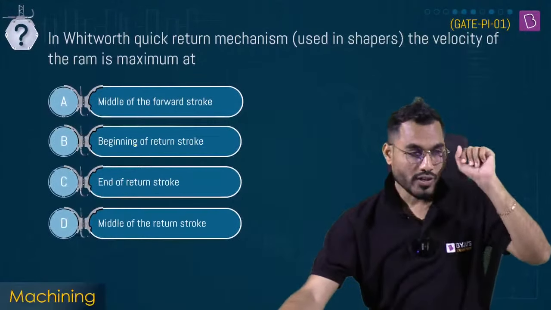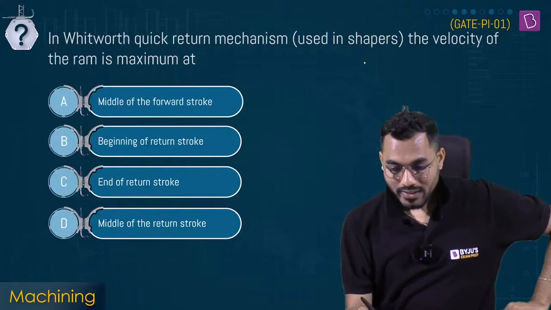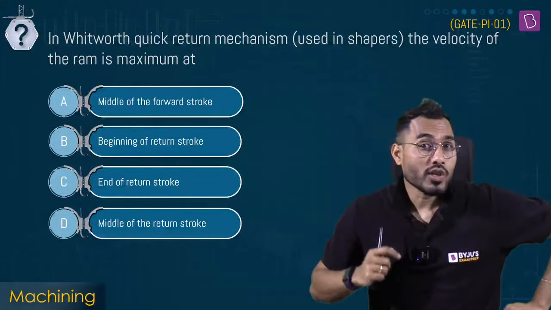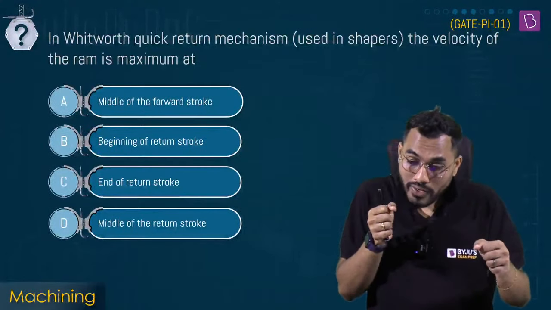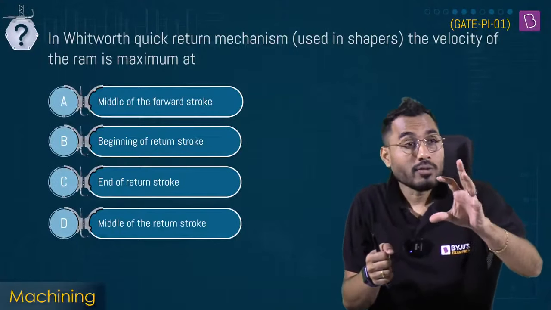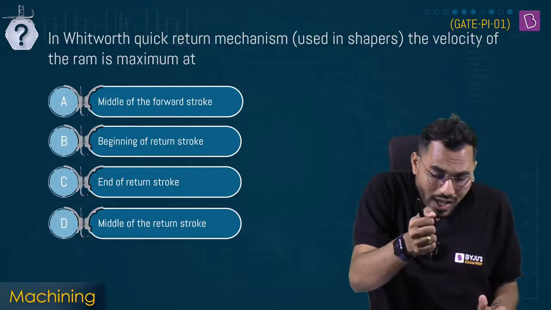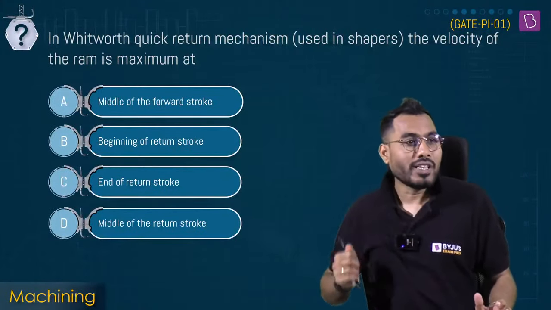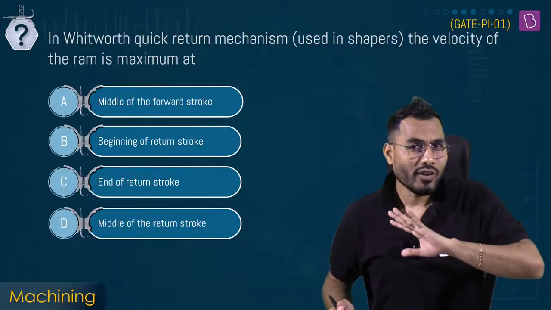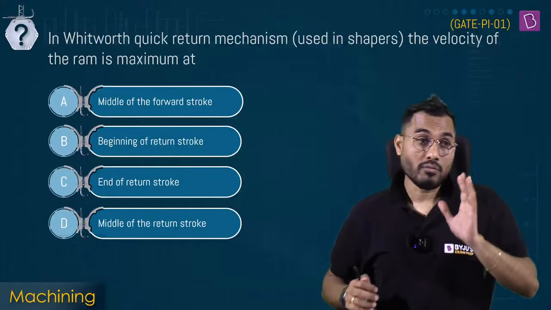Right, fine. Next question. In a Whitworth quick return mechanism, at what position is the velocity of the ram maximum? The tool moves with optimum velocity during cutting, and then in the return stroke the velocity of the tool has to be maximum. But where is it maximum: at the start of the return stroke, at the mid of the return stroke, or at the end of the return stroke? The cutting stroke will always be at optimum velocity, so there is no question of maximum velocity in the cutting stroke. Maximum velocity will be there during the return stroke.